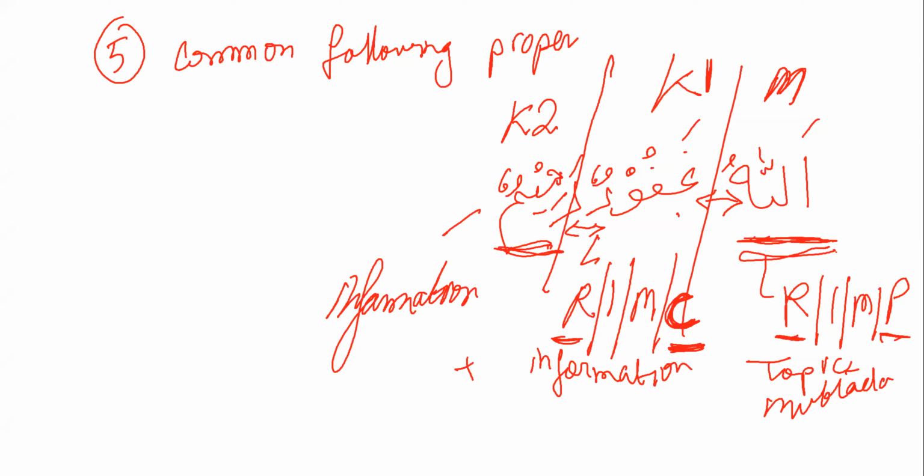So these were the 5 points that we did with the invisible is, which will help us to understand till when is the mubtada and from where the khabar starts.